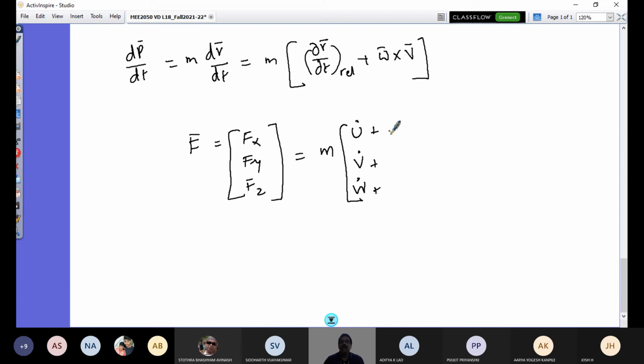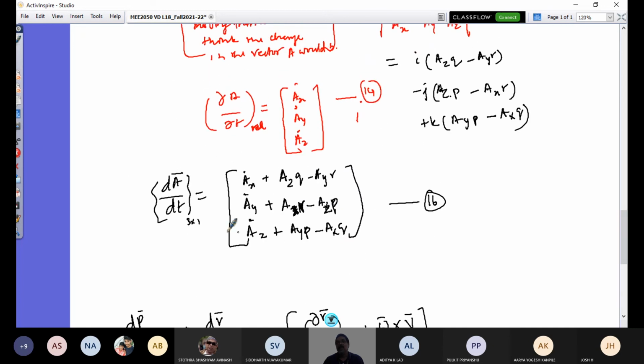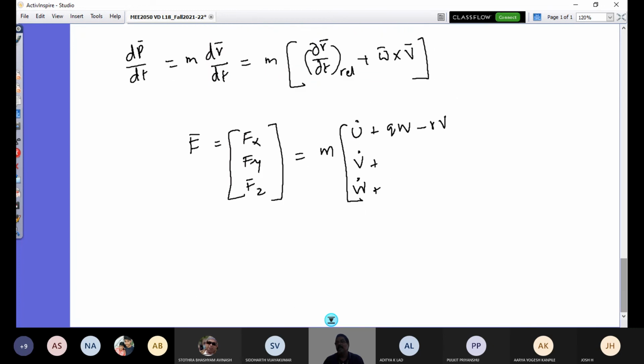What are the additional terms? Here it is qw minus rv. Where if you look at here, w refers to what now? Your az, and this refers to ay. So the equation that we had, you can just replace ax, ay, az accordingly in equation 16, and that's your equation here. So this plus ru minus pw, plus pv minus qu. So these are my 3 force equations. So equation 17, and this is called the Newton equation for translation of a vehicle.